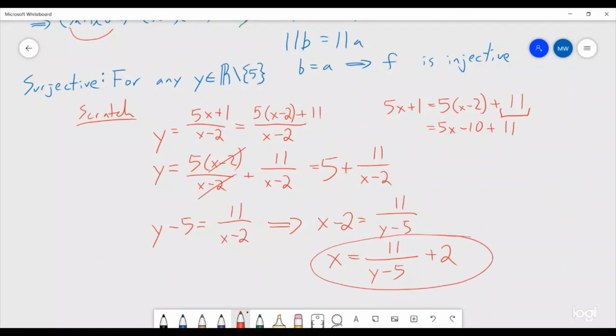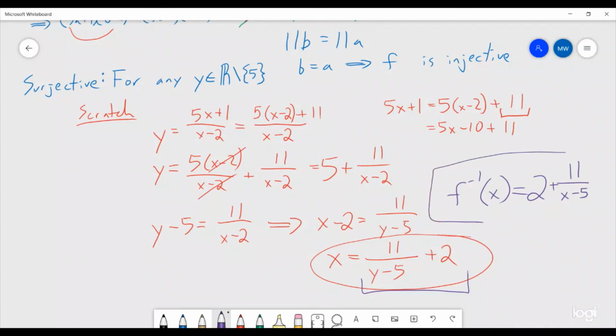This is almost our inverse function. All you have to do is say that your inverse is going to be this, where you replace the y's with x's. So it's going to be 2 plus 11 over x minus 5. So there's our inverse, and you'll just state that at the end. And now we're going to use that to show that it's surjective.